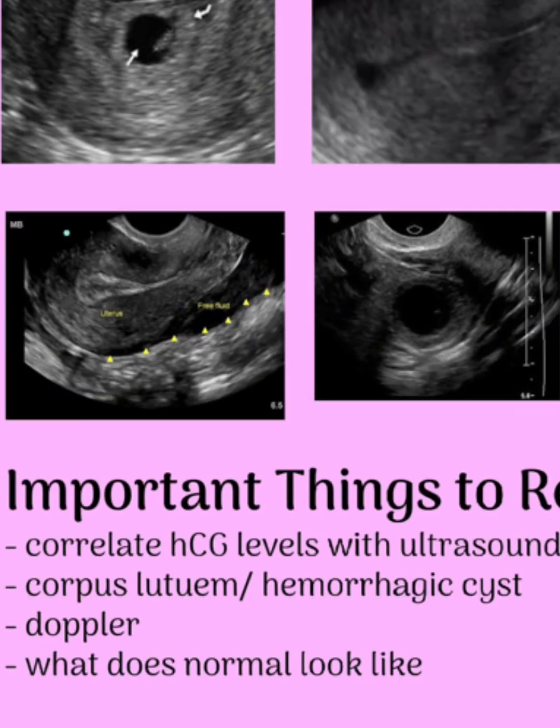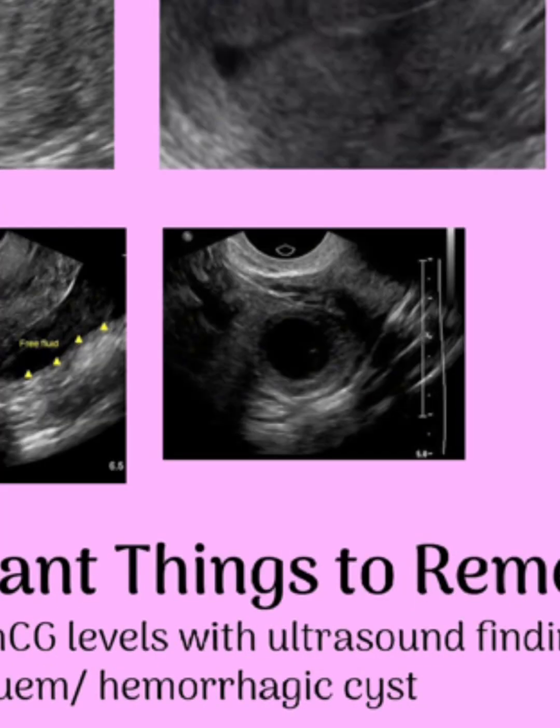Now let's look at the image to the left. We see some echogenic free fluid in the cul-de-sac, and this is a given sign that it is an ectopic or a ruptured ectopic. So this is what a normal corpus luteum cyst looks like, and we should not mistake this for an ectopic pregnancy.